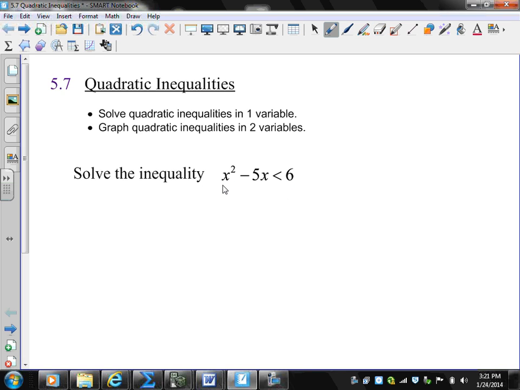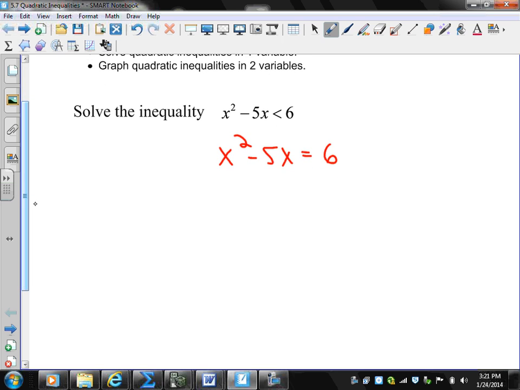So what I'm going to do here is first of all ignore the fact that it's an inequality, and I'm going to change this to x squared minus 5x equals 6. And we'll come back to the inequality later on, but for right now I'm going to treat it like it's just an equation, and I'm going to solve this just like normal.